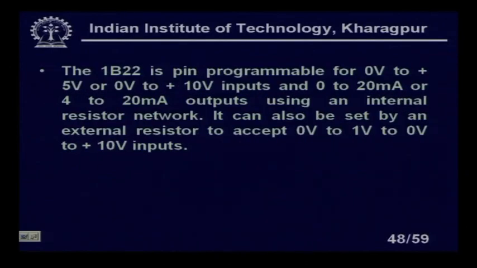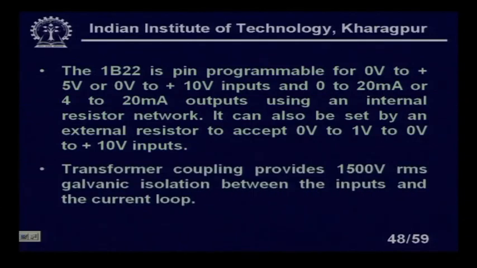The 1B22 is pin programmable for 0 volt to 5 volt or 0 volt to 10 volt inputs and 0 to 20 milliampere or 4 to 20 milliampere outputs using an internal resistor network. It can also be set by an external resistor to accept 0 volt to 1 volt or 0 volt to 10 volt input. The transformer coupling provides 1500 volt RMS galvanic isolation between the inputs and the current loop.